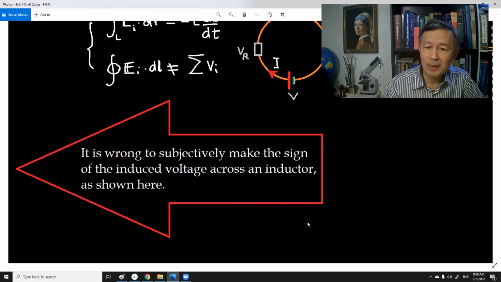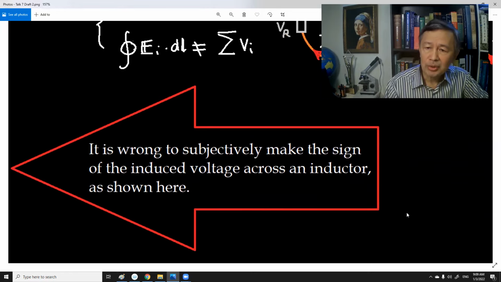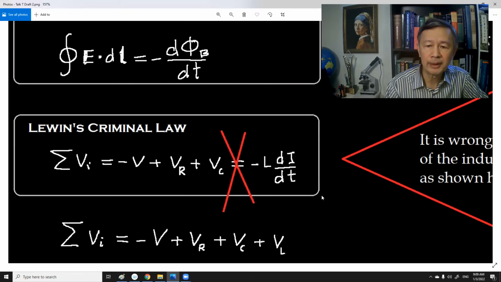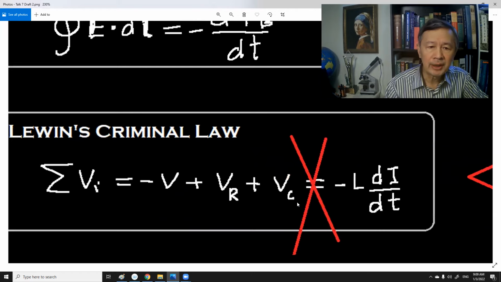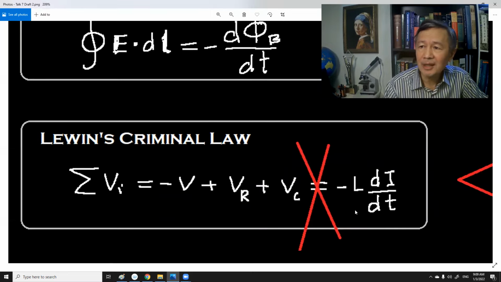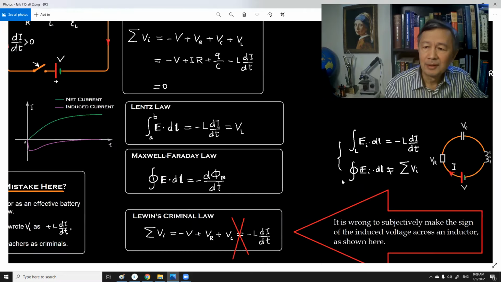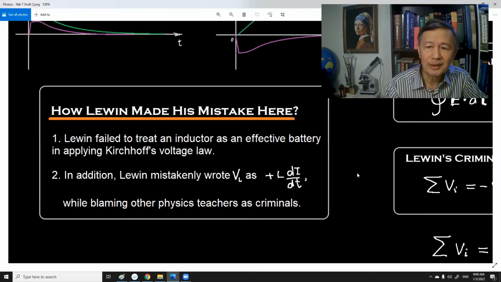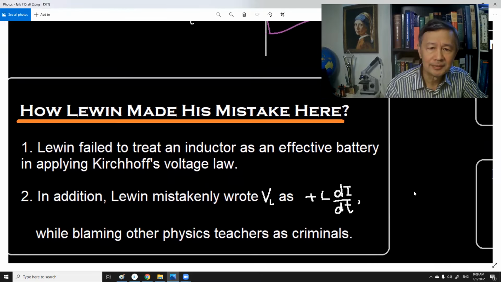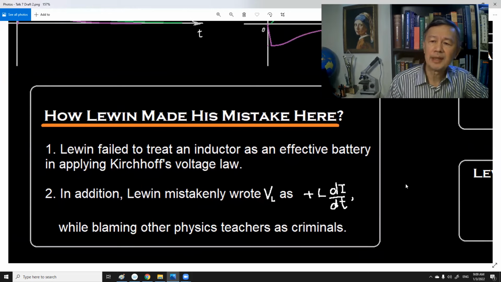Now, this is my remark. It is wrong to subjectively assign the sign of the induced voltage across the inductor as shown here. Oh, by the way, this equation Lewin eventually used is wrong. He used a negative L di/dt here because it's subjective. It does not follow the definition. Here you can probably read the reason I discovered for how Lewin made his mistake.